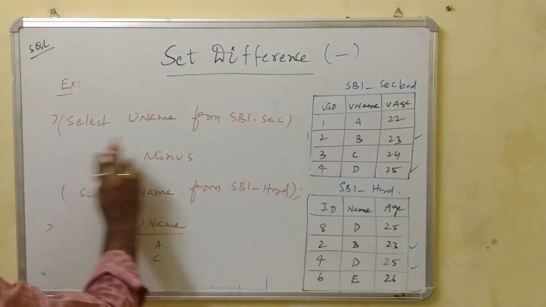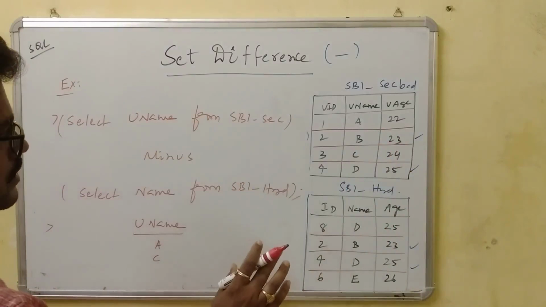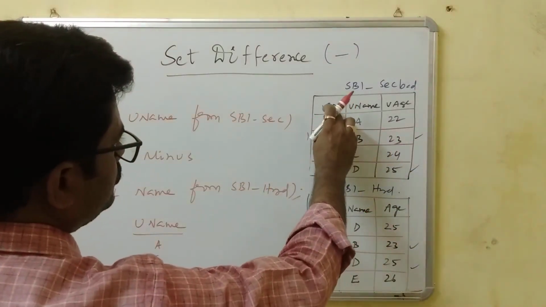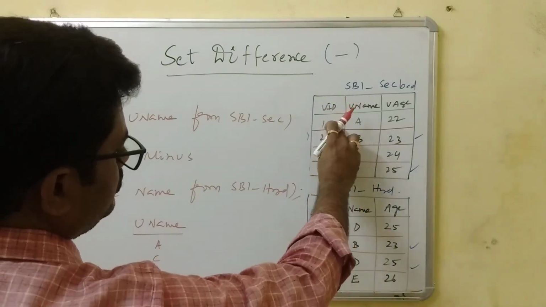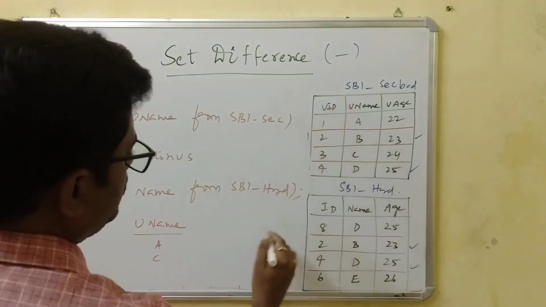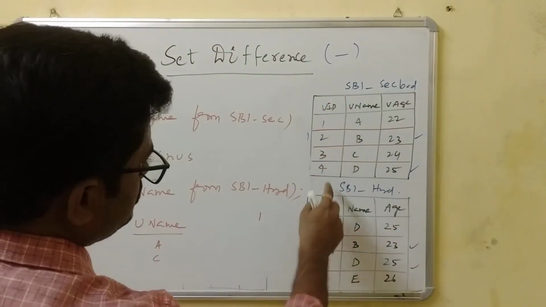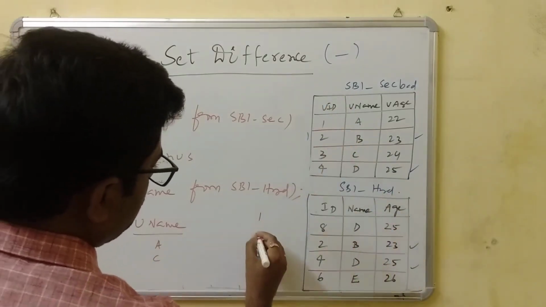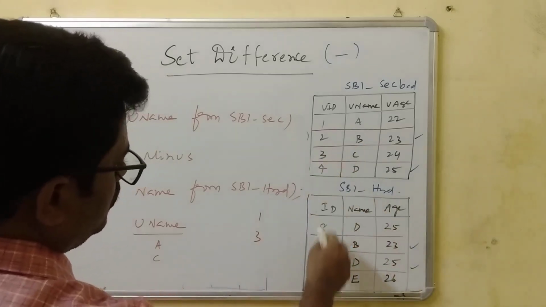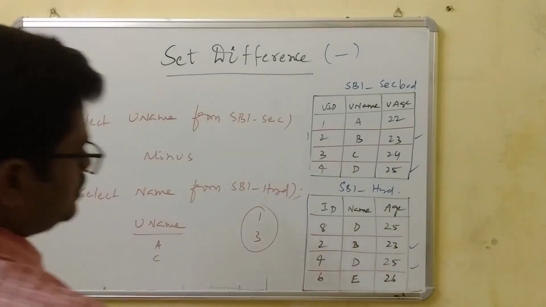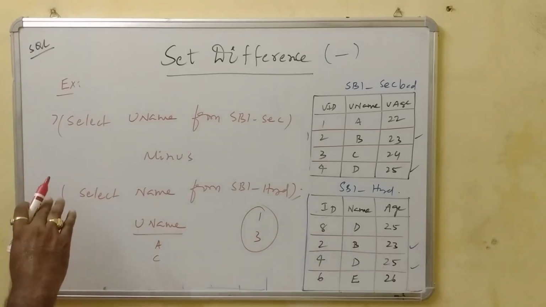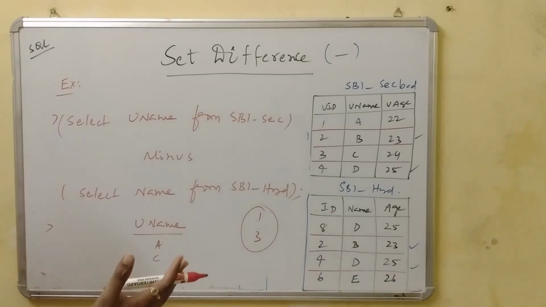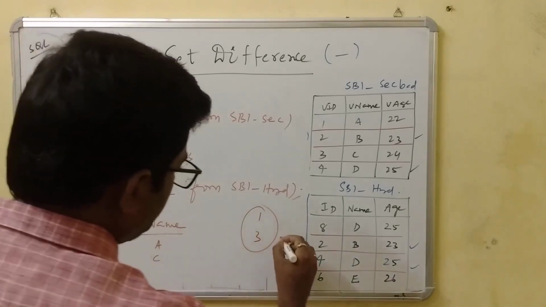So likewise you can perform the minus operator on any column. If I perform it on the column 1 UID minus UID, so 1 is not common, so 1 will be retained, and 2 is common so it will be removed, and 3 is not common, 3 remains. 4 is common so it is removed. So 1 and 3, these two are the remaining values when the user IDs in Table 2 are removed from the user IDs in Table 1.